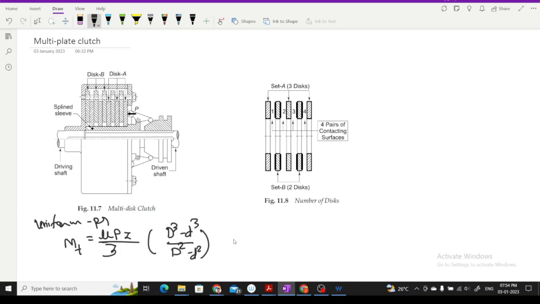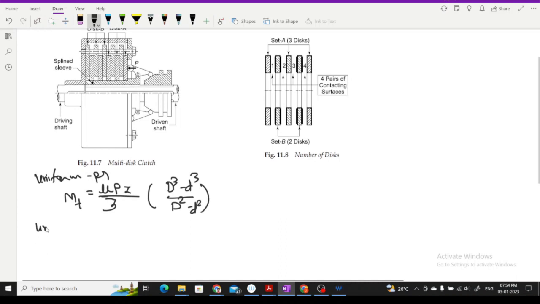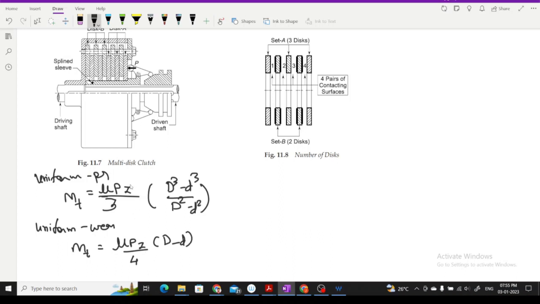Similarly, for uniform wear theory, this MT can be given by mu p z by 4 into D minus d. Here z is the number of plates. And how will you calculate this number of plates, or actually this number of pairs of contacting surfaces, right? Not this number of plates, because the number of plates will be different than the number of contacting pairs. We will see how we can calculate that number of contact pairs.